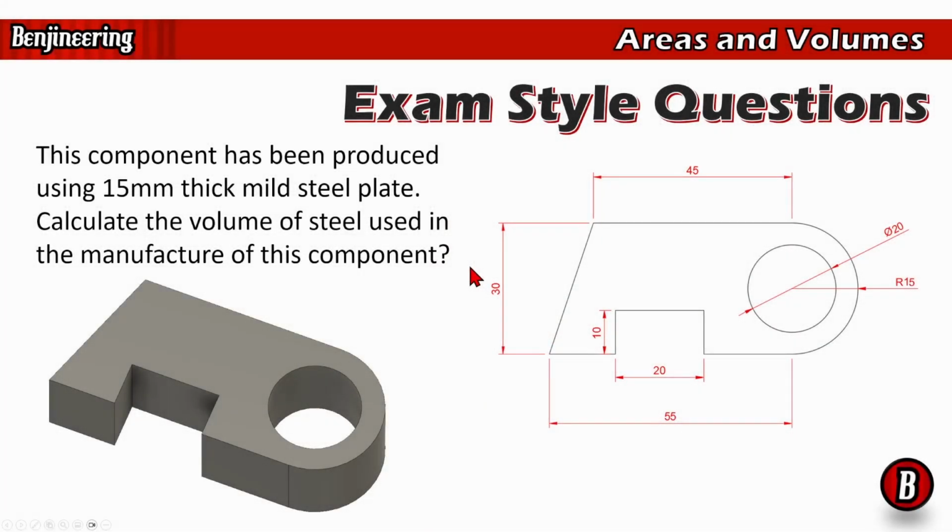Right, so building on what we did in the previous video, this is the sort of thing you might get asked to do. In this case, we've been given an image of a component, and we're told it's made from 15mm thick steel plate. We would then need to calculate the volume of steel used in the manufacture of this component. So this is relatively simple. There are a few things here that can trip you up.